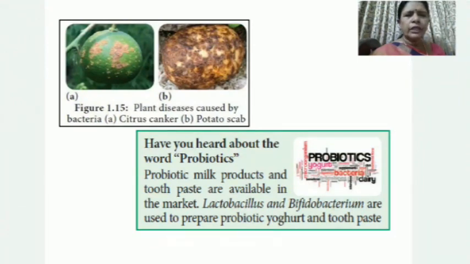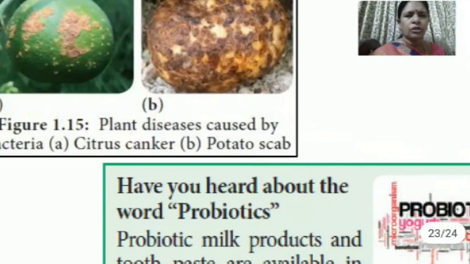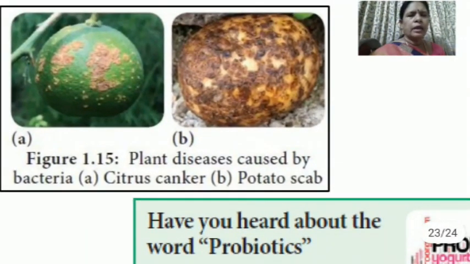And you can see in the diagram the plant diseases caused by bacteria. In lemon you can see the citrus canker, and in the potato you can see the potato scab.